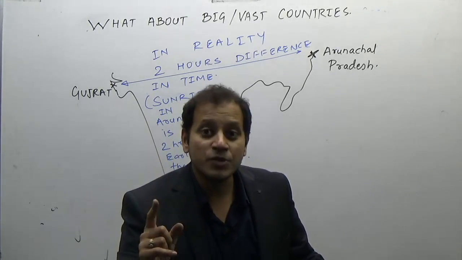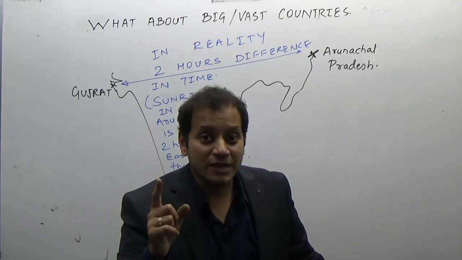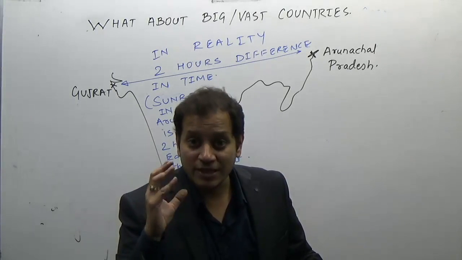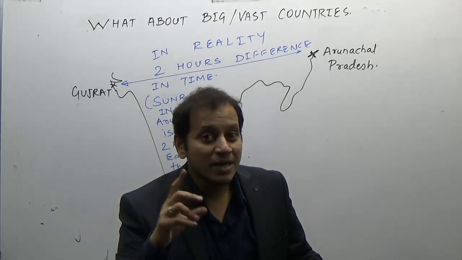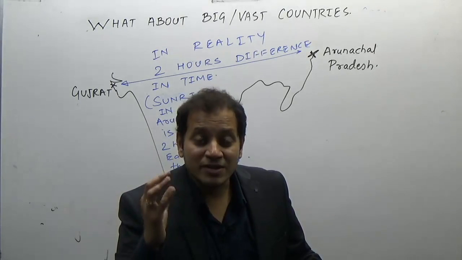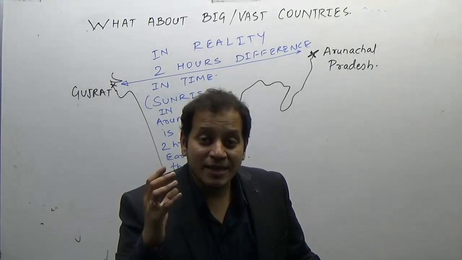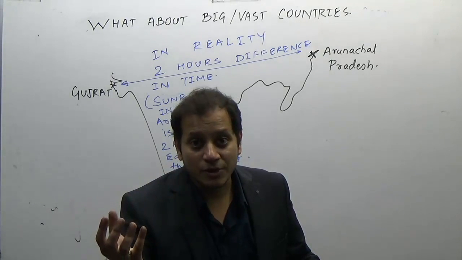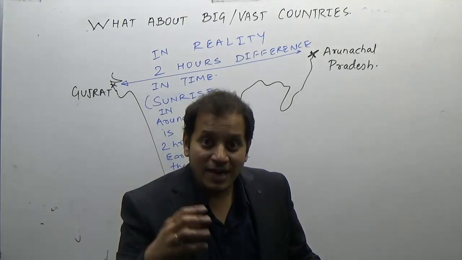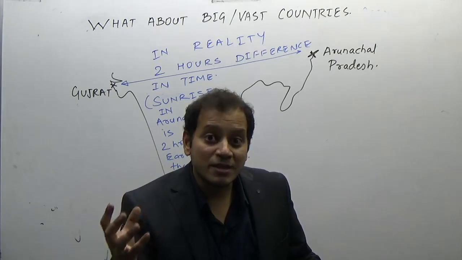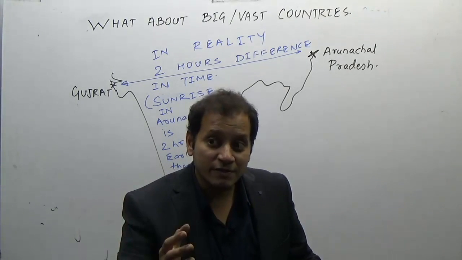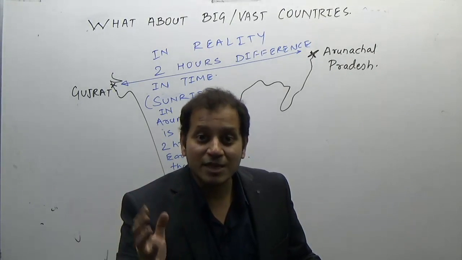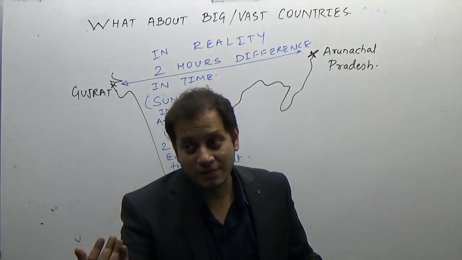It was in the news recently, in the last 1 year, that there was a demand from the northeastern states to have their own time zone. Why? Because the northeastern states may experience sunlight at 5 o'clock, while the Gujarat region does not experience sunlight till 7 o'clock. On the other hand, the northeastern region experiences sunset at 5 o'clock in the evening, while mainland India, that is Gujarat on the western side, experiences sunlight at 7 o'clock in the evening.